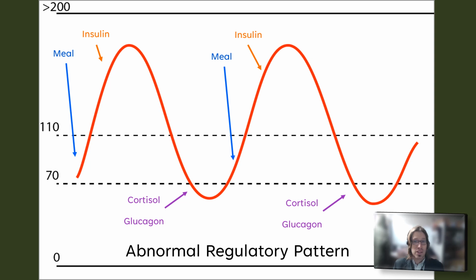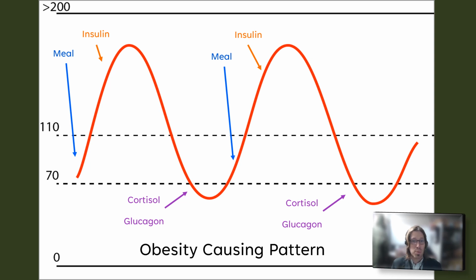Further, your body is now screaming at you to eat because it needs you to replenish your glucose so it can get back to normal. Your body is in a state of stress. So you do the stress eating thing and reach for a tub of ice cream and the potato chips and start the roller coaster all over again. This is an abnormal glucose regulatory pattern, to be sure, but we also call it something else. The obesity-causing pattern. Let me explain.